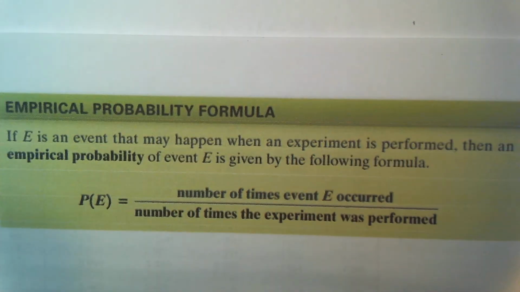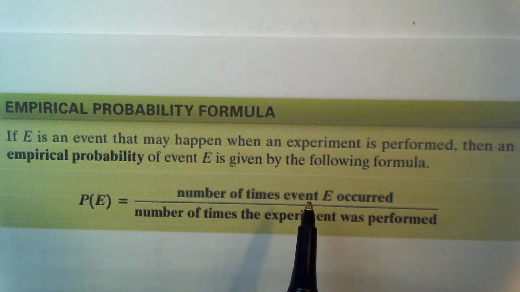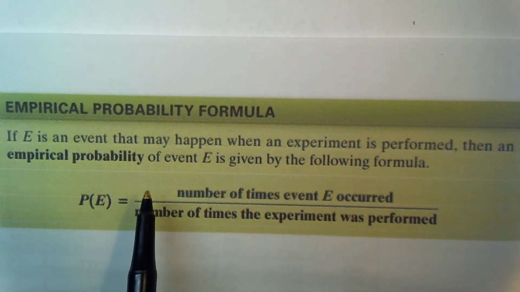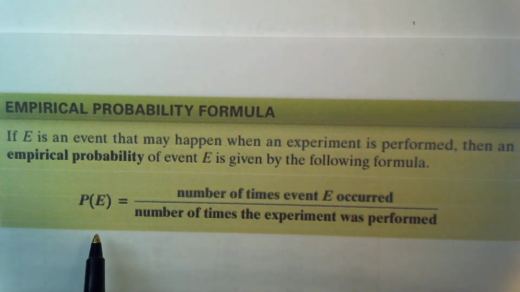Now let's talk about the empirical probability formula. If E is an event that may happen when an experiment is performed, then an empirical probability of event E is given by the following formula. The probability of E is equal to the number of times event E occurred divided by the number of times the experiment was performed. So that was the example of tossing a cup.